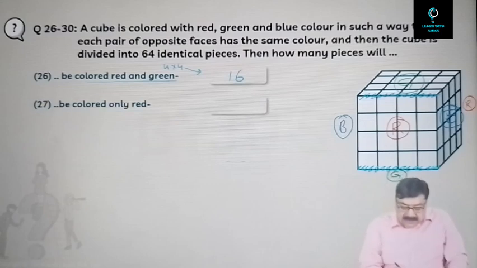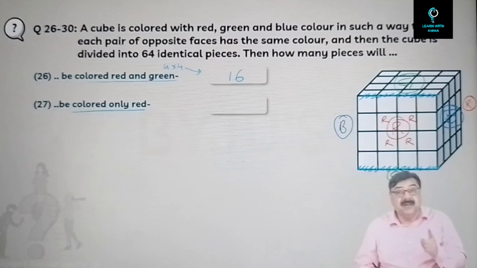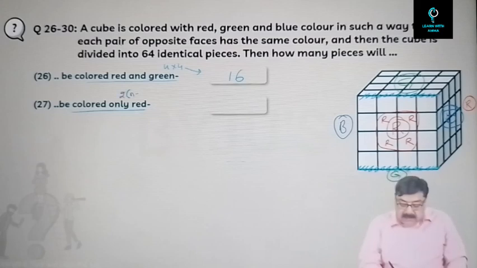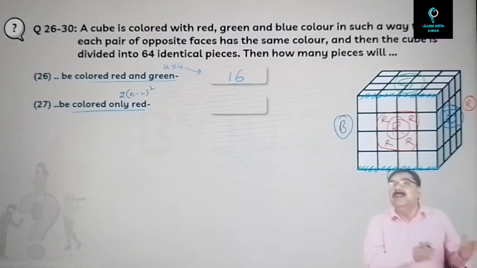Now how many pieces will be colored only red? Well, these are the ones which can be colored only red, as you can see. Only red would mean only one color. One-face-colored pieces are found in the center of a face. So 4 here in the front, 4 at the back. That is 2 into n minus 2 whole square. Remember, n minus 2 whole square is the number of one-face-colored cubes on a single face. On 6 faces, it is 6 into n minus 2 whole square.